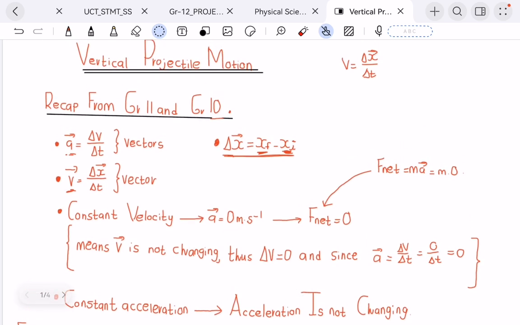But the most important thing that you have to grasp from this lesson is that constant velocity means that acceleration is 0, and therefore net force is equal to 0. I've just explained that to you in detail.